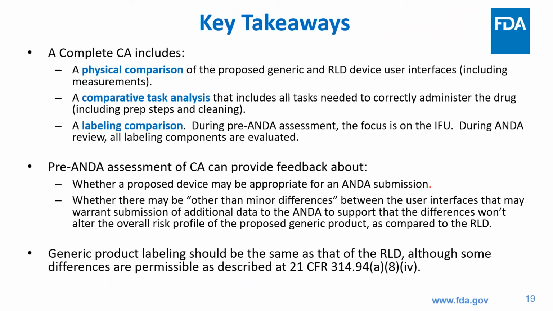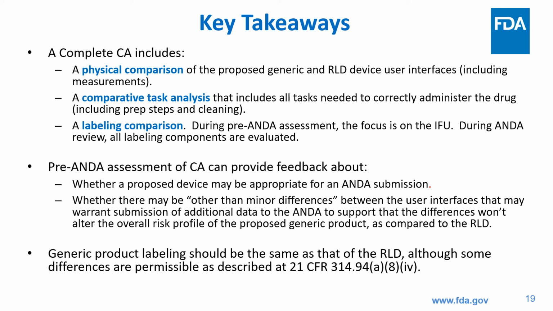So what are some of the key takeaways from this talk? A complete comparative analysis includes a physical comparison, a comparative task analysis, and a labeling comparison focused on the instructions for use. During the ANDA review, all of the labeling components are evaluated, but in this pre-ANDA space, only the instructions for use.